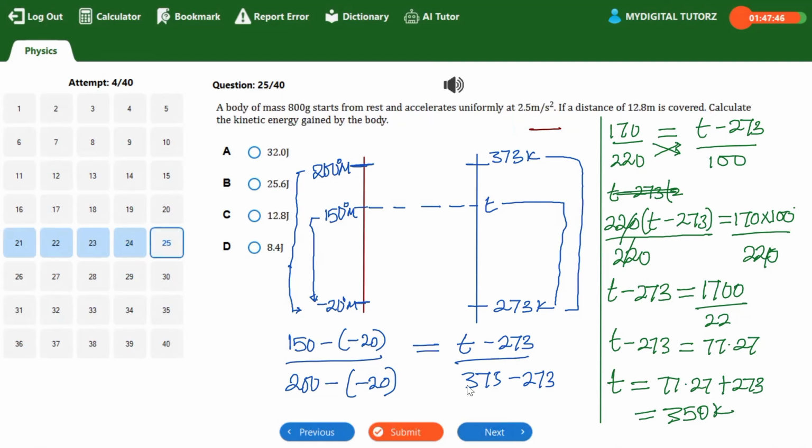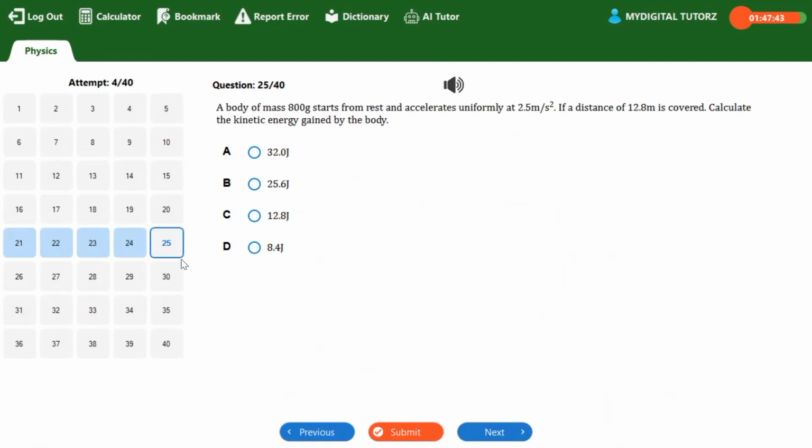So quickly, we'll move to the next question, which is question 25. Question 25 says that a body of mass 800 grams starts from rest and accelerates uniformly at 2.5 meter per second squared. If a distance of 12.8 meter is covered, calculate the kinetic energy gained by the body. So here we are looking for kinetic energy, and we all know that kinetic energy has this formula, which is half mv squared. You can write it as mv squared all over 2. But what we have here, we don't have the final velocity. So we can use the parameters from here to get our final velocity.